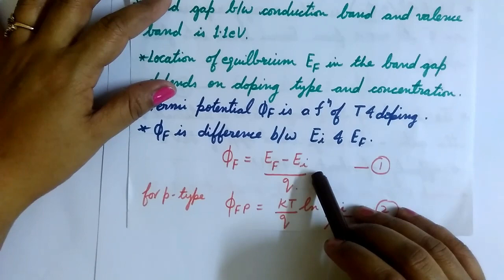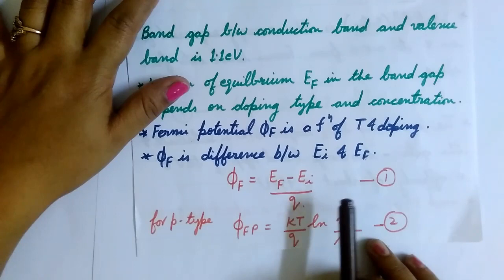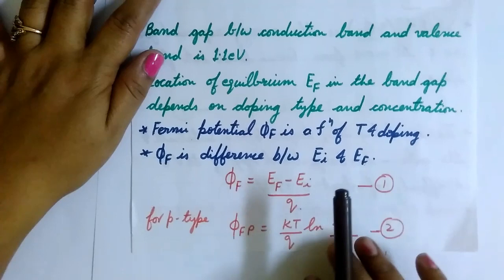And for n type, the equilibrium Fermi level lies just below the conduction band, that is above Ei, therefore Ef minus Ei for n type will be positive. Hence we say that phi F, or the Fermi potential, is positive for the n type semiconductors.